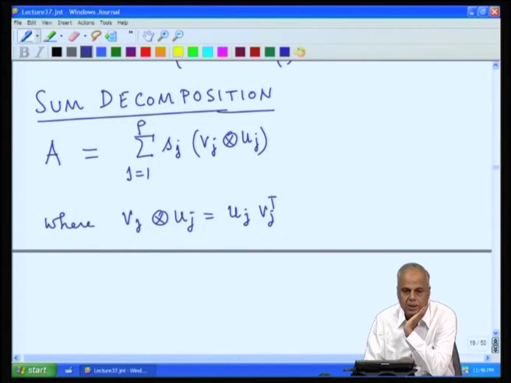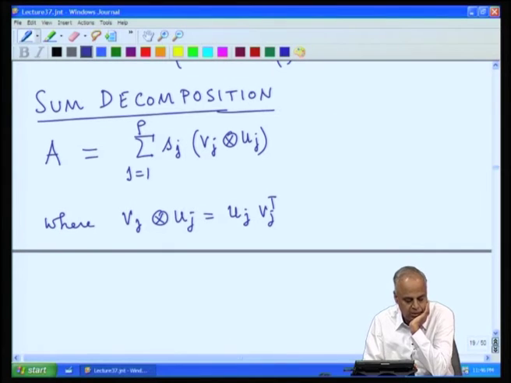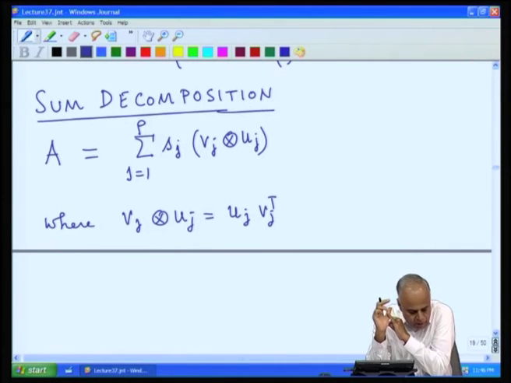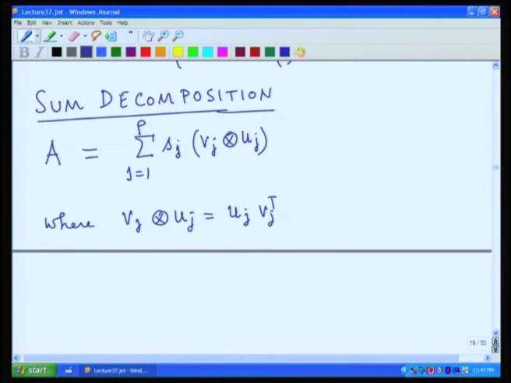From the choice of our basis, we are able to get the generalization of the product decomposition we had for the symmetric or the Hermitian matrices. We are also able to get the sum decomposition that we had for Hermitian matrices.